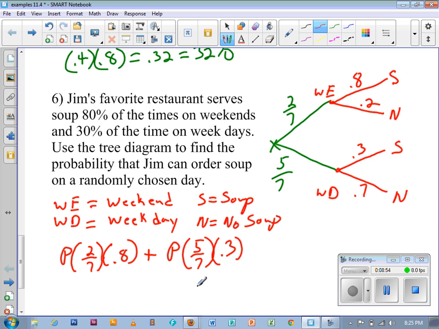Now what you do, and I'm going to do next, is simply take my calculator, multiply these probabilities together, and then add the results. And that's going to be the probability of Jim going to that restaurant on a random day and getting soup.